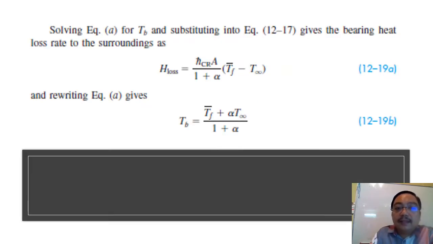And then solving equation A for the temperature of the bushing and substituting in equation 12.17 gives the bearing heat loss to the surroundings as equation 12.19A. Writing equation A, you get this equation: temperature of bushing equals TF plus alpha times ambient temperature, over 1 plus alpha, where alpha you can see in the previous slide.